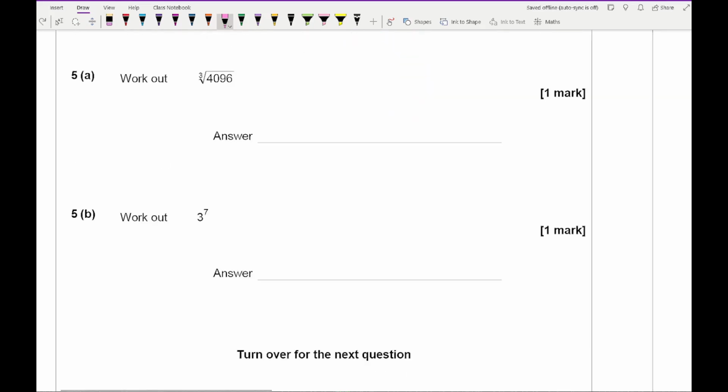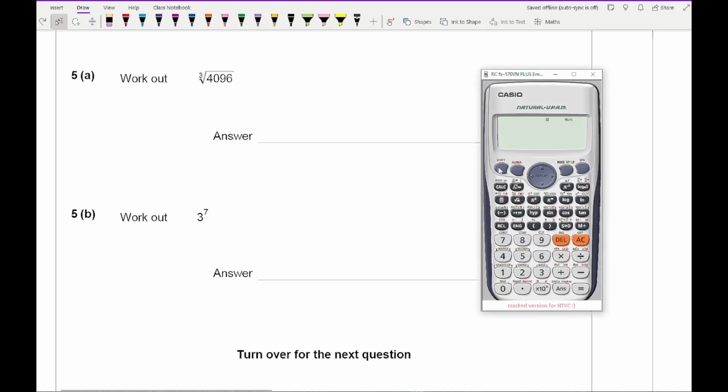Moving on to question 5, it says to work out the cube root of 4096. So all I need to do here is on the calculator, make sure that I'm entering cube root, which is often pressed by pressing shift and then the square root button, so you get the cube root there, and then just simply type in the numbers and I get 16.